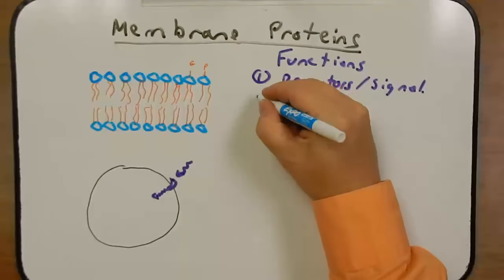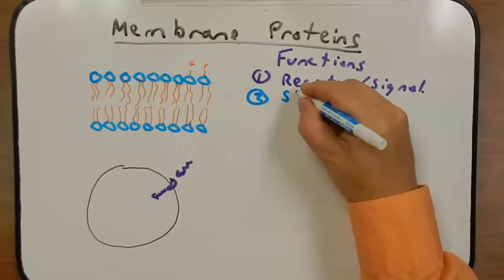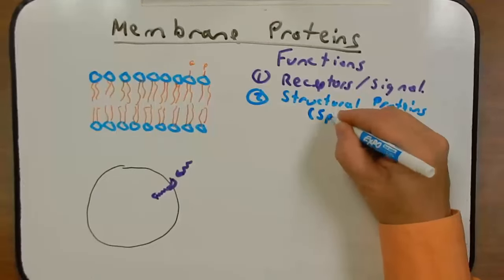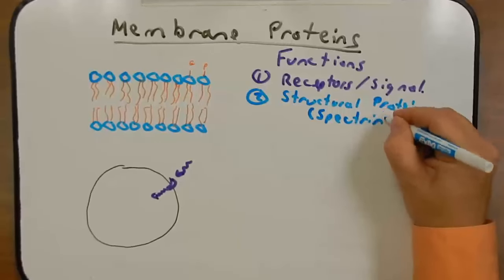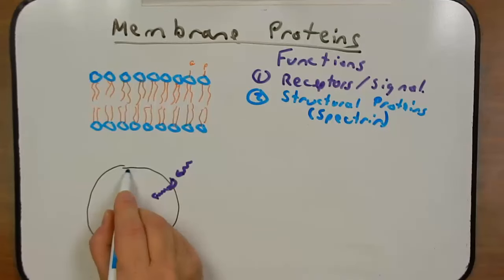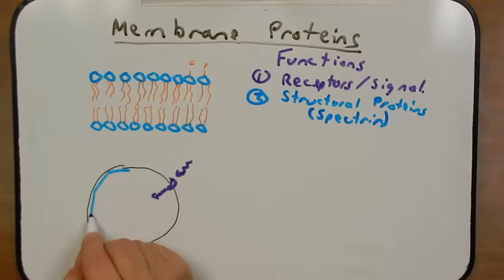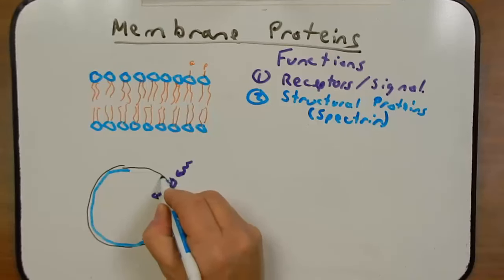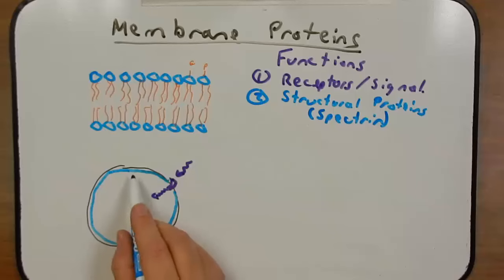The next one we should talk about are structural proteins. And I'll give an example here of spectrin. And what spectrin does is it lines the outside, or rather the inside, of the plasma membrane. It's a cytoskeletal protein that helps provide structure and integrity to the cell.